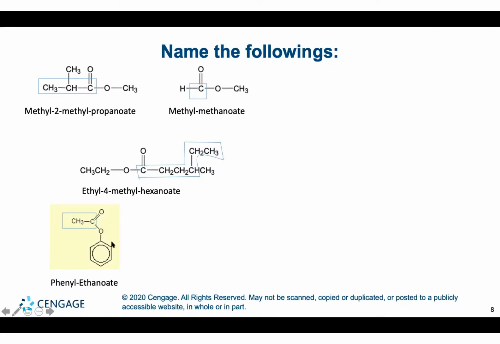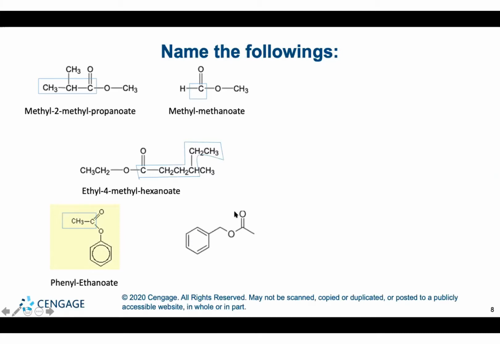It's going to be phenyl because it's attached to oxygen. It's going to be phenyl ethanoate. Phenyl ethanoate. So when we have a benzene group as an attachment, we call it phenyl.